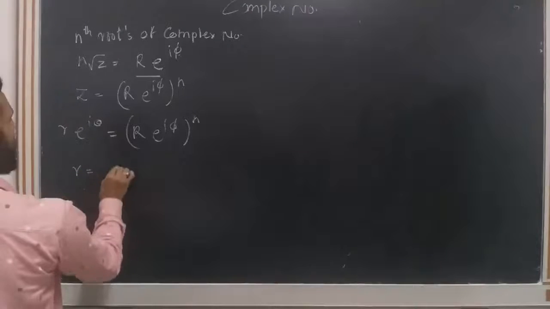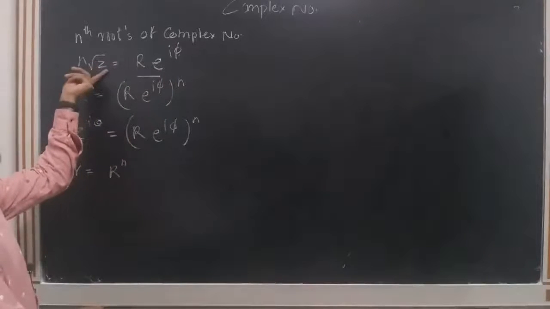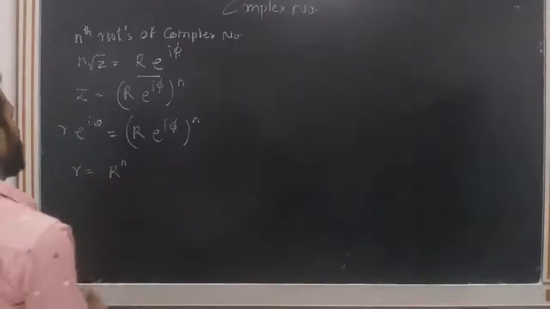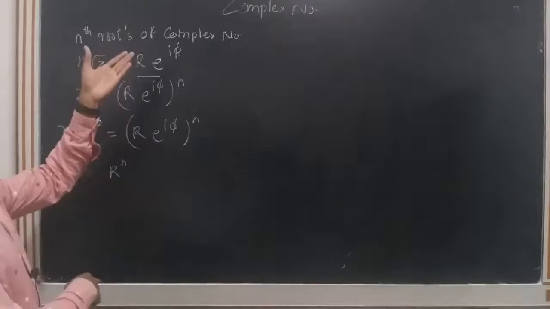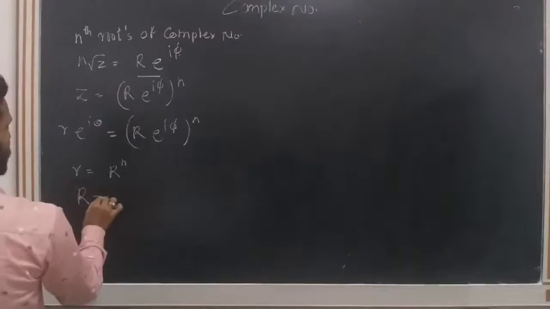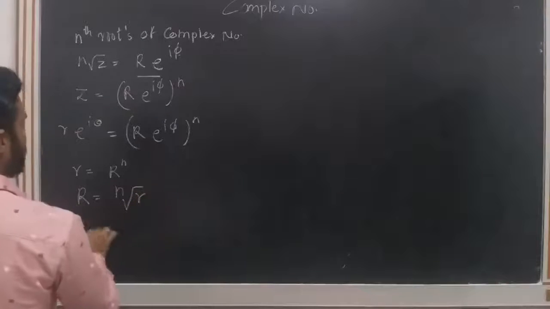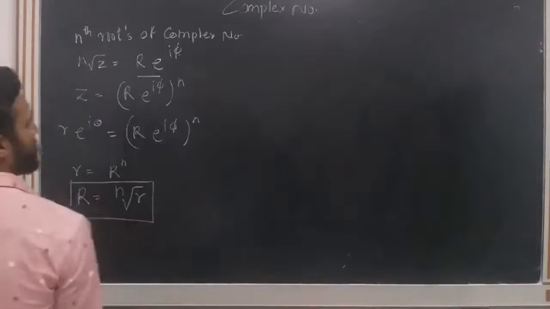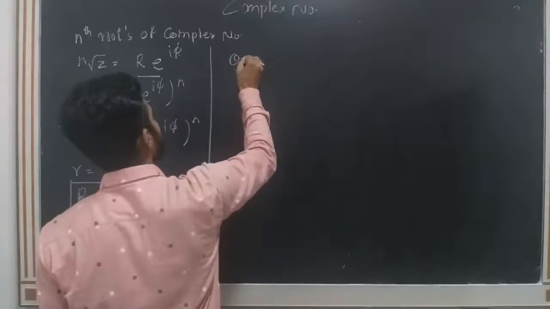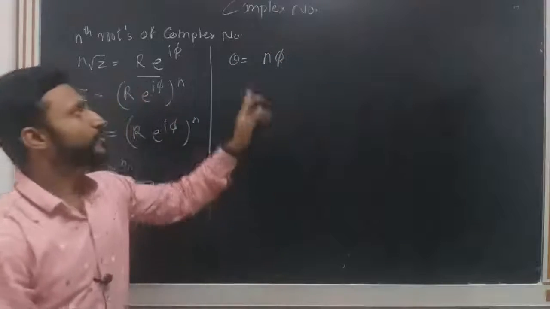R is equal to r raised to n, but we want to find this term because we are given this term and we want to obtain this term. So for that we need to find capital R. This is the resultant R value. Okay, so this r raised to n, so capital R is equal to the nth root of small r.